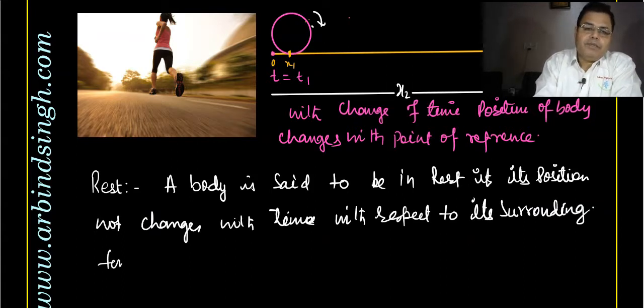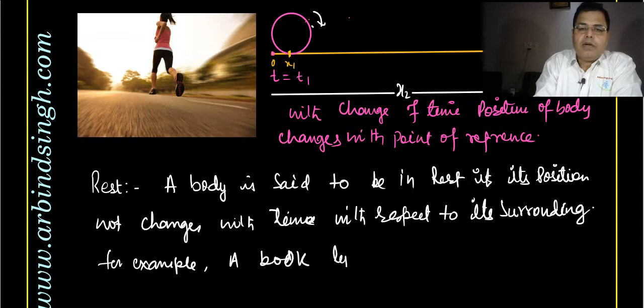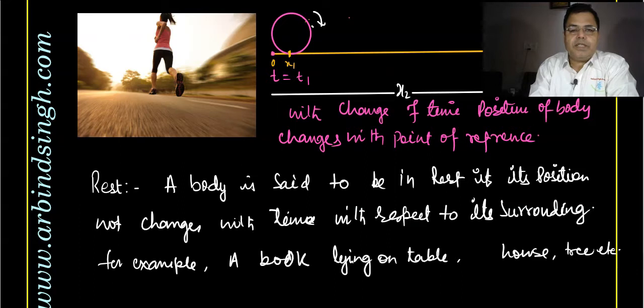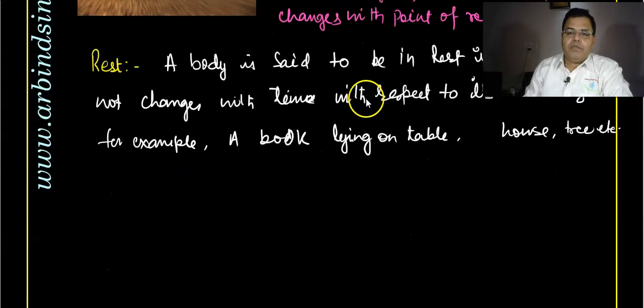For example, a book lying on a table, a house, a tree, etc. They are not changing position with respect to time. So house, tree, etc. are said to be at rest. So I hope you got the difference. So with comparison of one another, a body is said to be at rest or whether it is in motion.